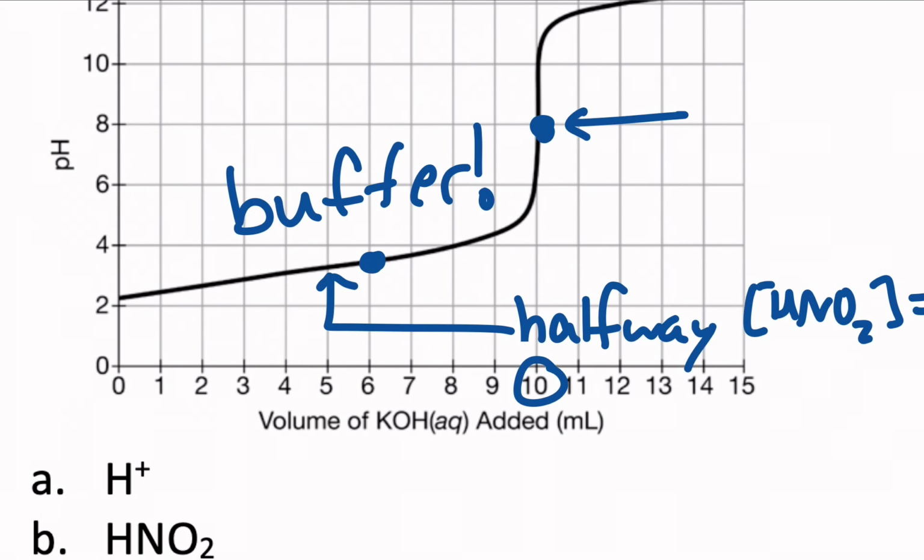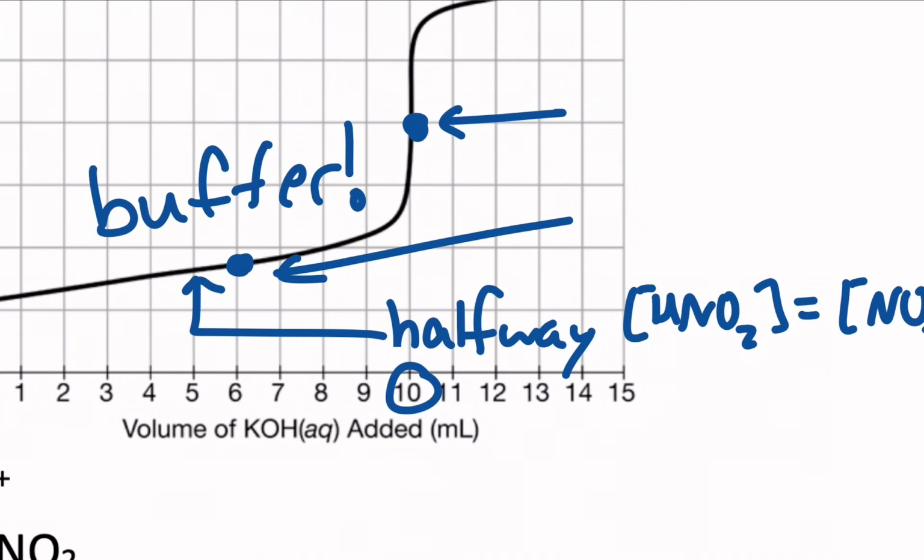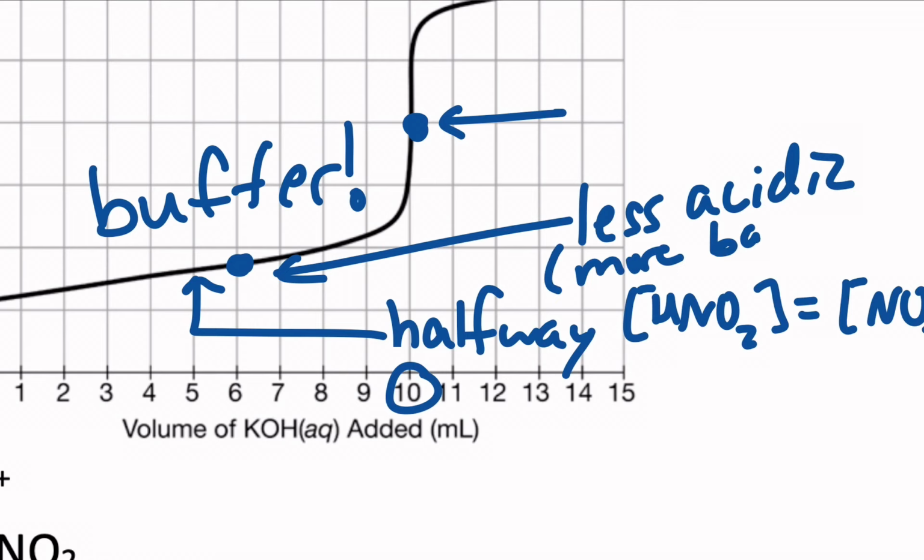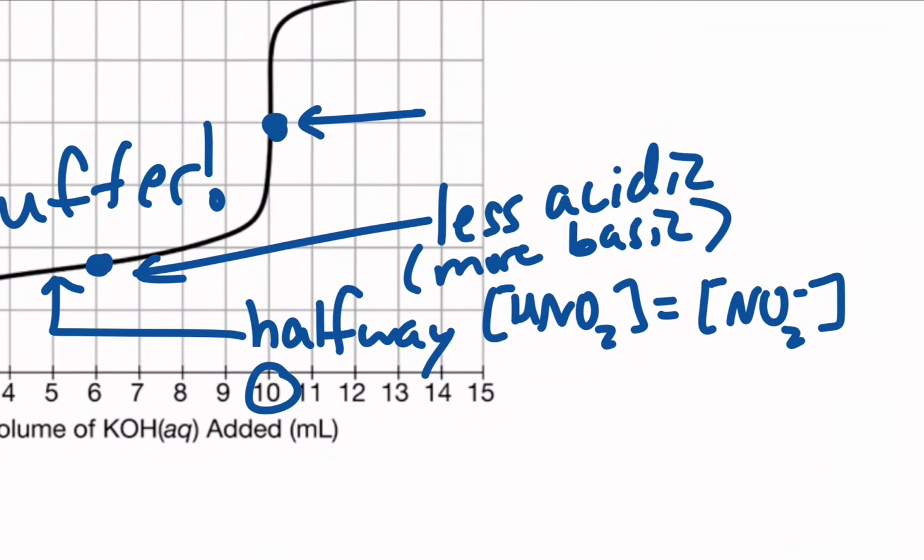So the point they're talking about is past the halfway point. Notice it is at a greater pH. It is less acidic than the halfway point, aka more basic, than halfway.